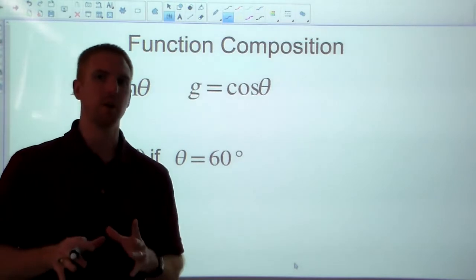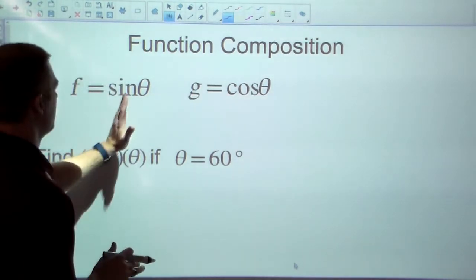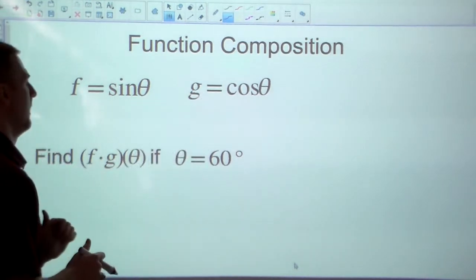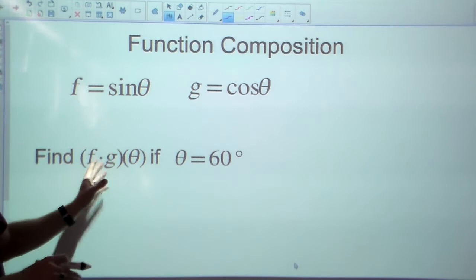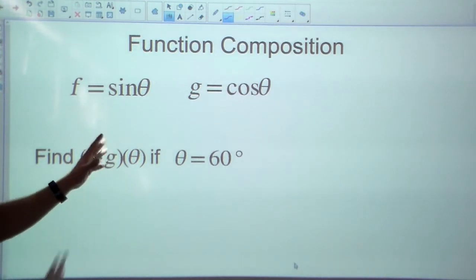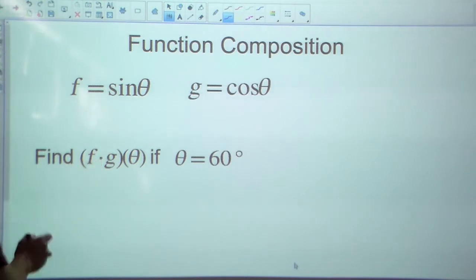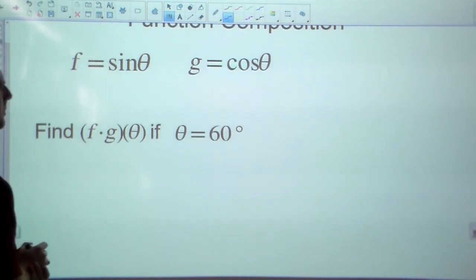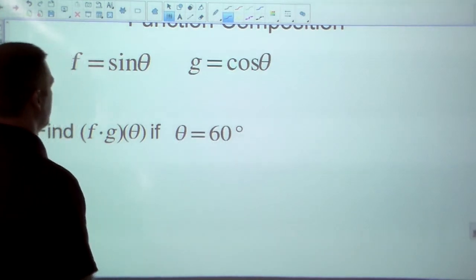All right, let's practice some function composition using trig functions here. So I've got the f function, which is sine, g function is cosine. And this is f times g. I'll try to make sure that I make a note about whether it's f of g or f times g on assessment, because sometimes it's hard to read. This one is times. So f times g of theta. And I've given you the theta is going to be 60 degrees.